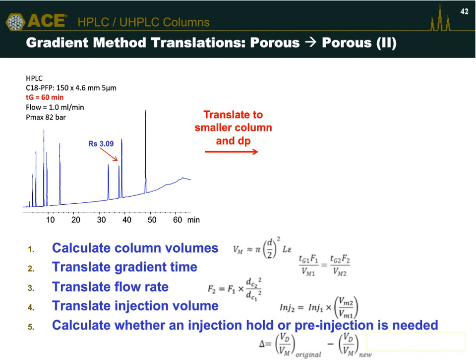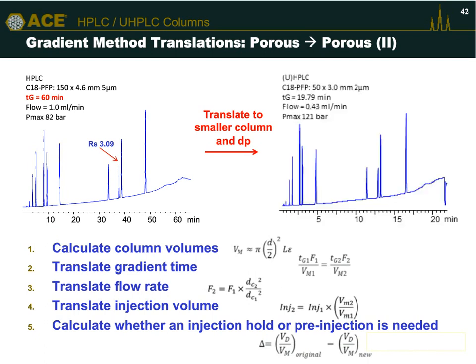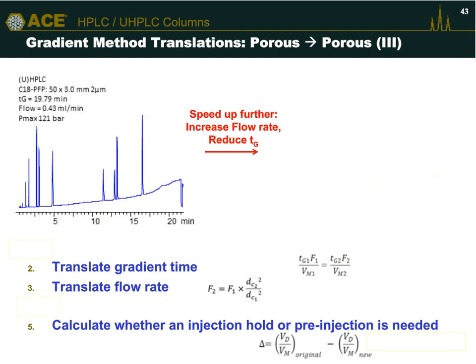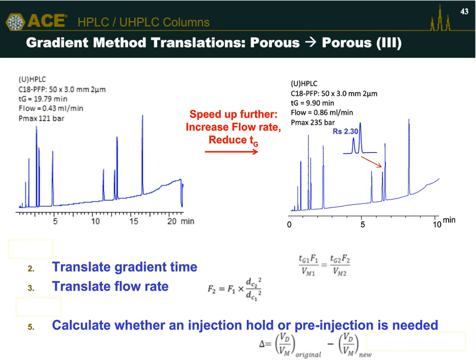So if we look at some simple translations under gradient conditions now, we've got steps 1 to 5 here. We want to maintain the quality of that separation, and we can translate that to a smaller column. We're going from a 150 by 4.6 millimeter, 5 micron gradient analysis through to a 50 by 3 millimeter, 2 micron analysis, porous to porous translation, and we can still maintain the quality of the separation, but in a third of the time. And of course, we can go much faster than that too. We can increase the flow rate, we can change the gradient time, still got full separation, but now in less than 10 minutes. And in this example, we only need to consider steps 2, 3, and 5.